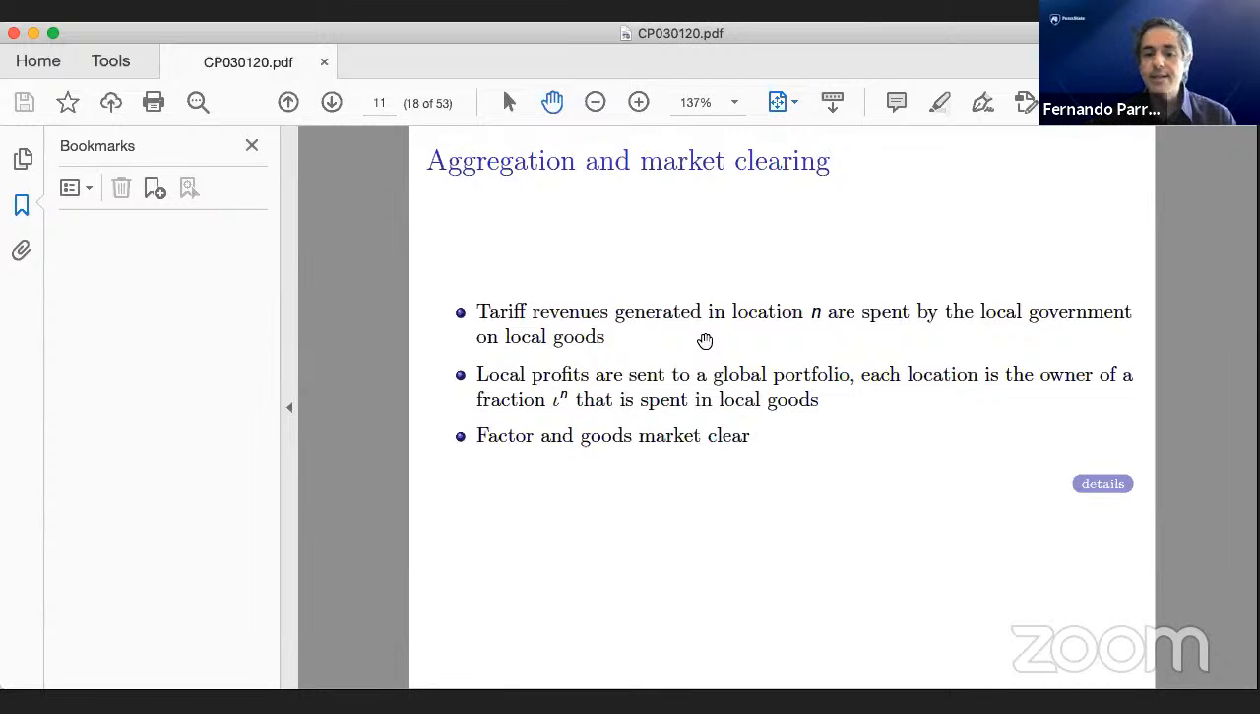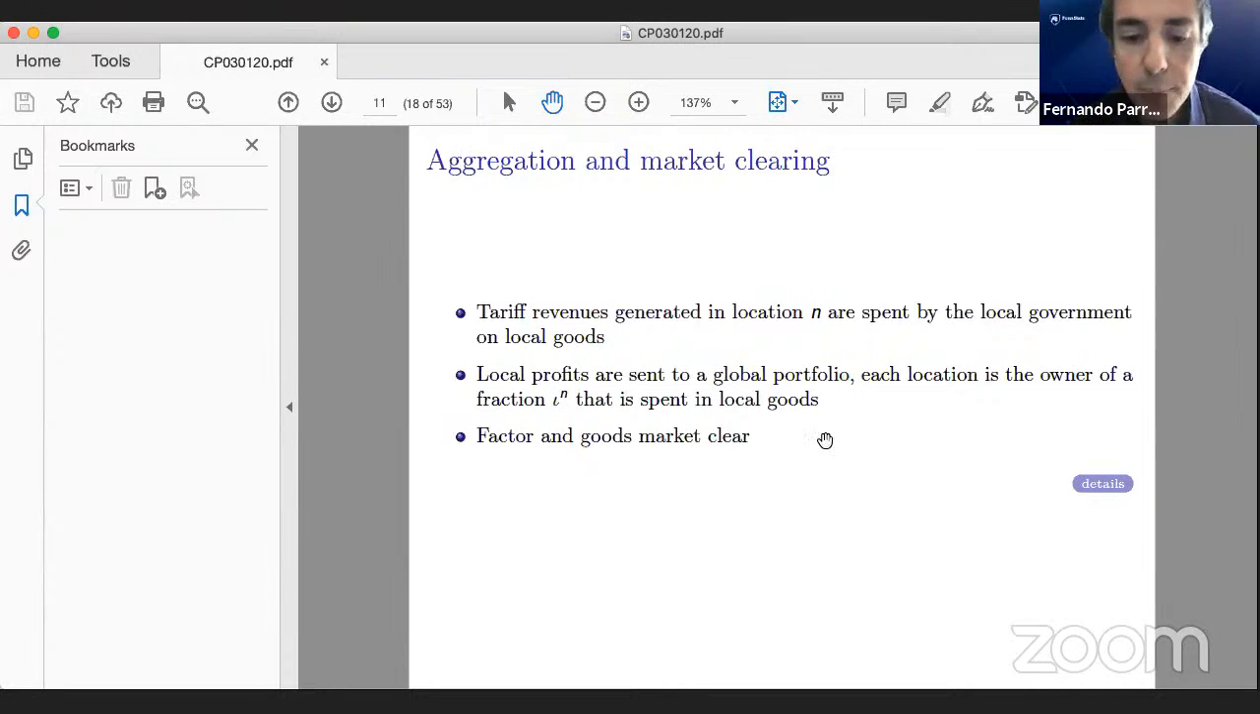And notice that when a firm enters a location in the model, we have no idea where this firm comes from. So the model is agnostic about the nationalities of the firms, about the identity of the firm. So we need to assign the ownership of the local profits in the model. We do so in a very simple way. We assume that local profits are sent to a global portfolio, and each location has a fraction iota of these global profits. And we discipline this iota in order to match some moments in the data.